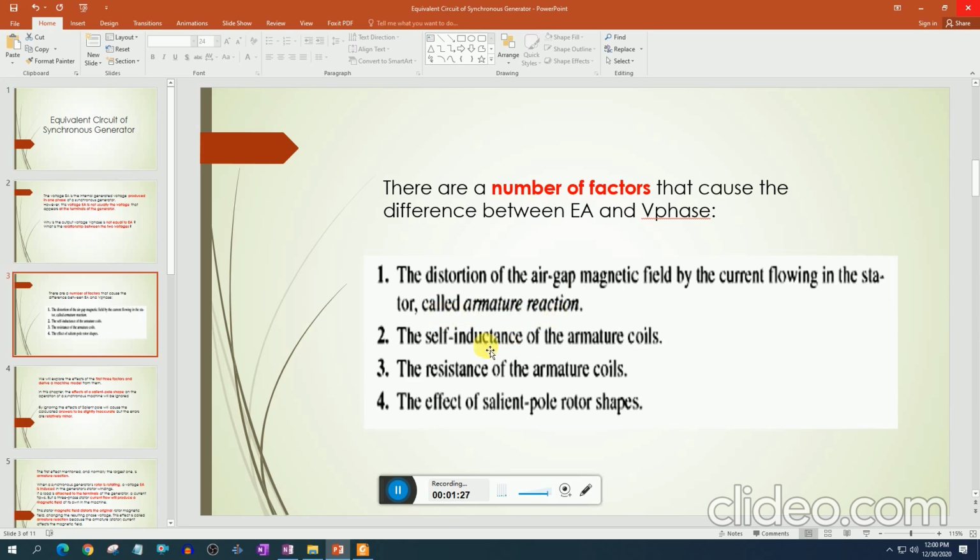The second factor is the self-inductance or reactance of the armature coil, third is also the resistance of the armature coil, and the fourth one is the effect of salient pole rotor shapes. As salient pole rotors have poles sticking out, this also produces some distortion and some effects due to which V phase is not equal to EA. So we will study these factors in the next slides one by one.